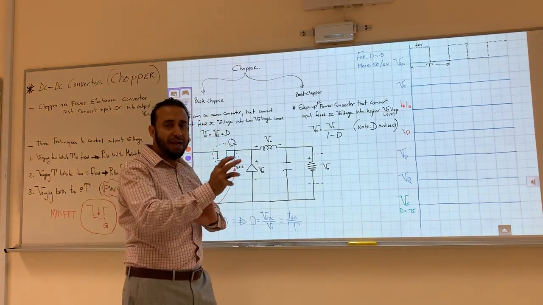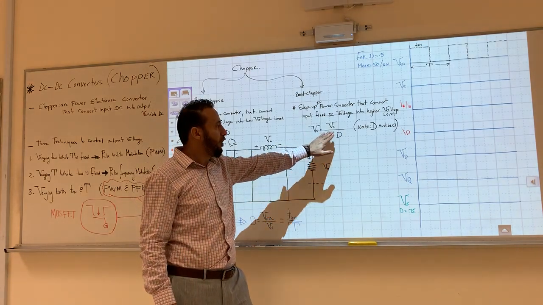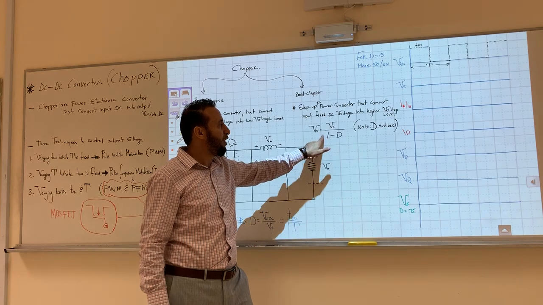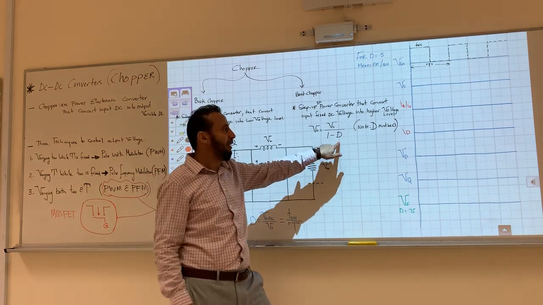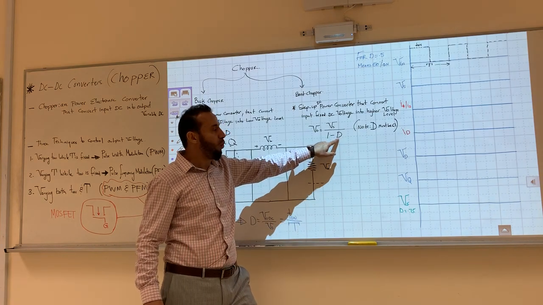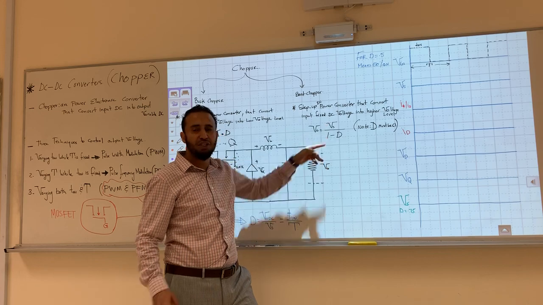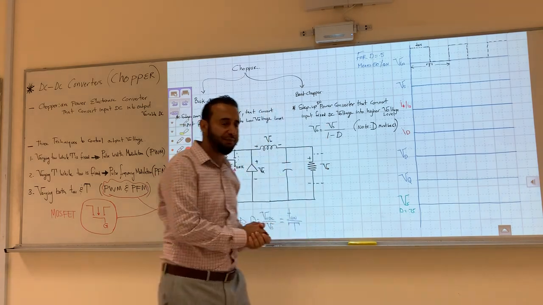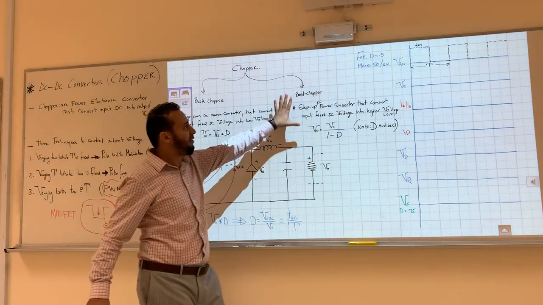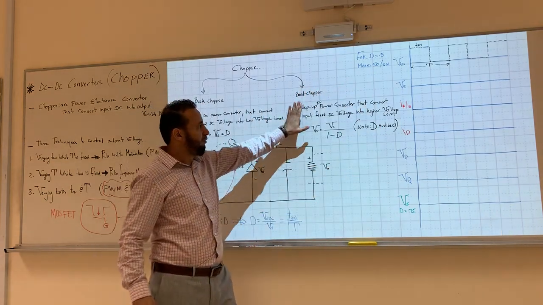But if we derive the V out, that's what we will get. V out equals V source divided by 1 minus duty cycle. And duty cycle must be less than 1. Otherwise, if this is 1, we will have 0 right here. So when we divide a voltage by 0, it's infinity, and we cannot have that. Forget about this one right here. This one is for the next lecture.